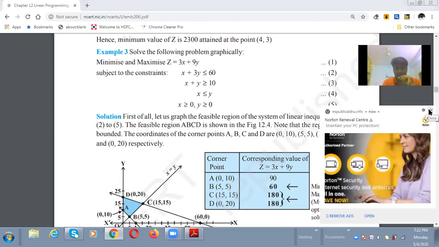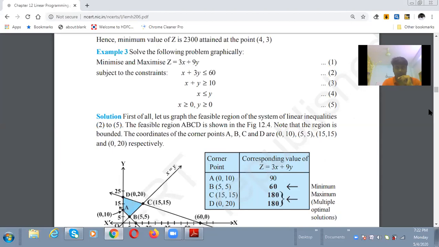For every objective function which we are going to maximize or minimize, we will be given some constraints also. Based on those we are going to take the graph. If the region is bounded, we'll get some corner points, and the corner point which gives the minimum or maximum value can be treated as the required answer. Clear? Now let us see one more example here.